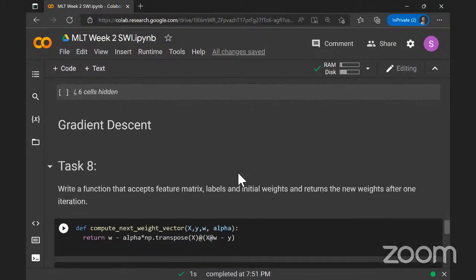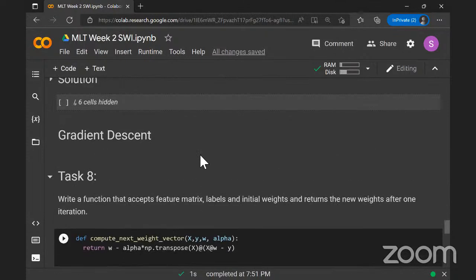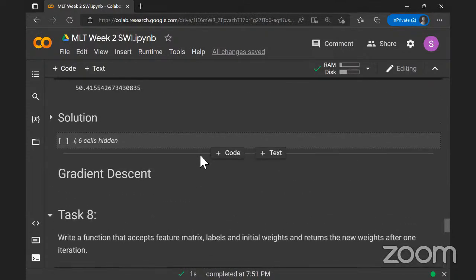Okay. Going to the next question. Write a function that accepts feature matrix, labels, and initial weights, and returns the new weights after one iteration. Now we are in the second phase, the second part of the optimization. We have seen the normal equation method. Now we are looking at the gradient descent method.